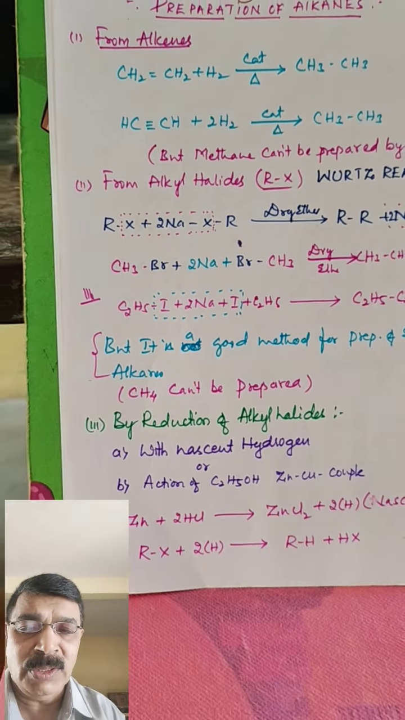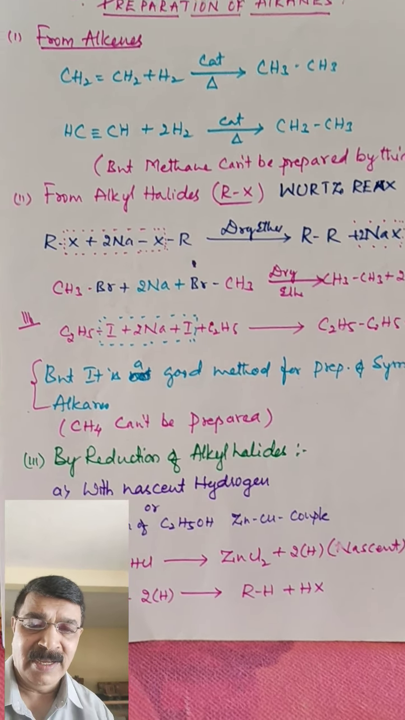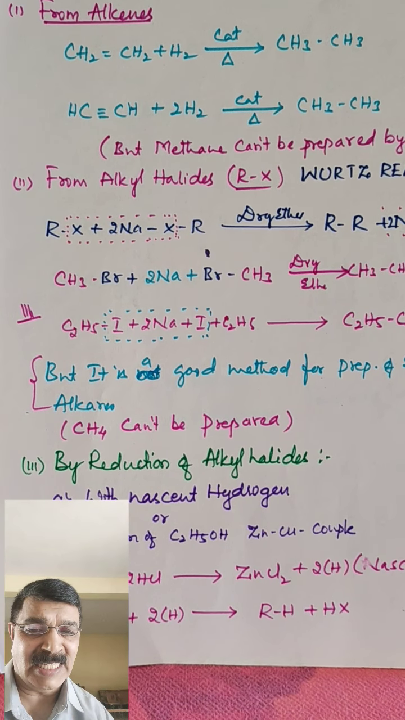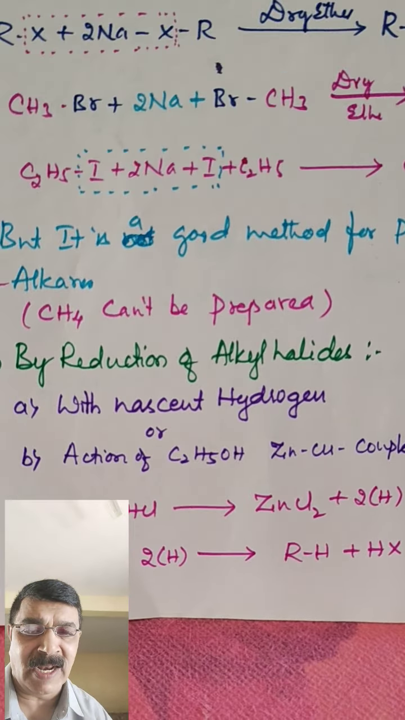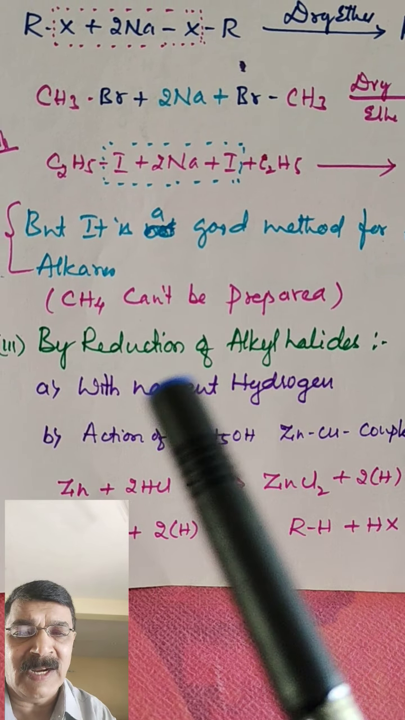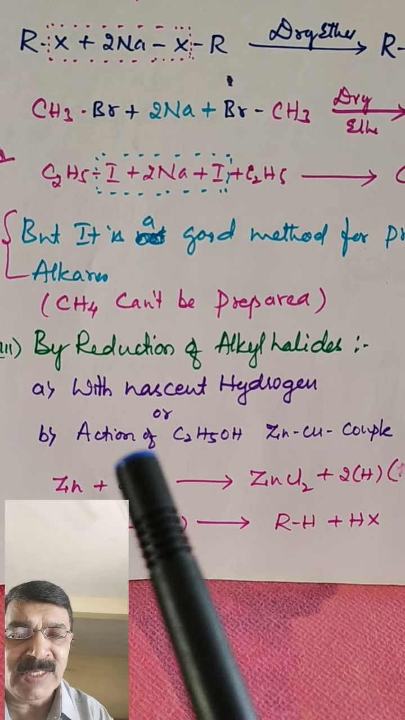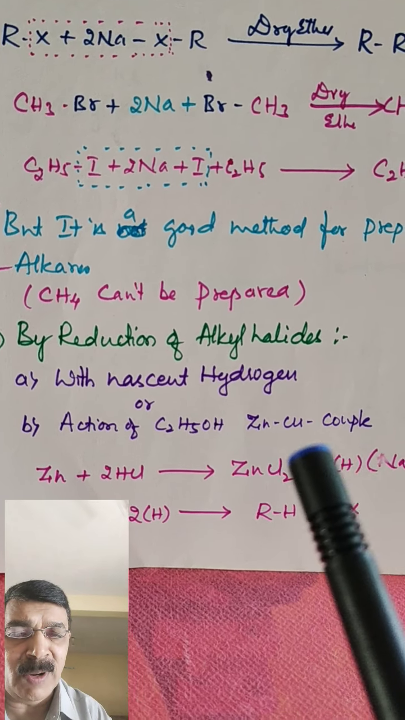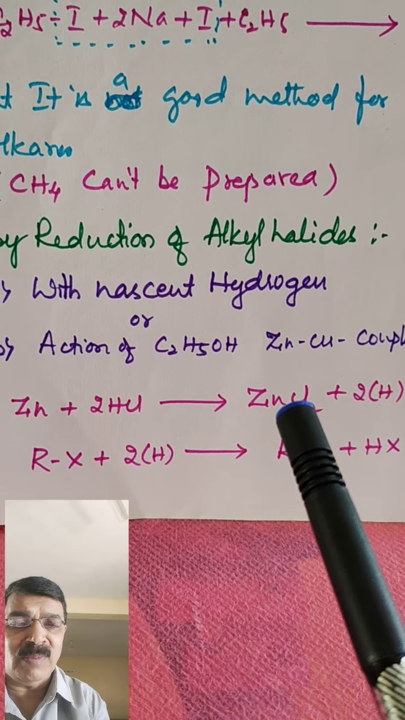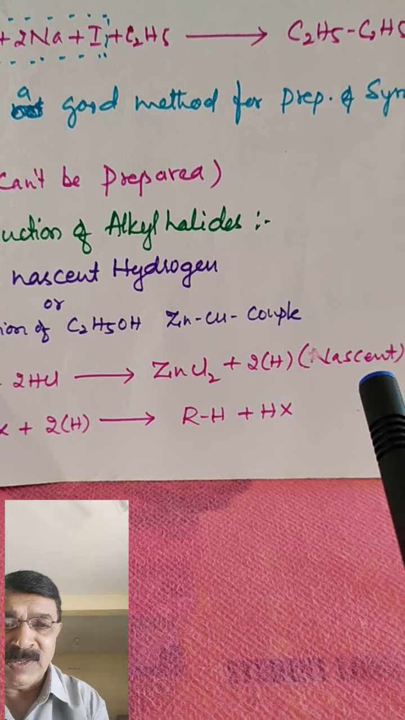Now, by reduction of alkyl halides. How do we prepare alkanes by another method, by reduction of alkyl halides? I told you alkyl halide is RX, treated with nascent hydrogen. Observe here. The second one is the action of ethyl alcohol and zinc-copper couple. Now zinc and hydrochloric acid form zinc chloride and hydrogen. Nascent hydrogen forms. This is called nascent hydrogen.